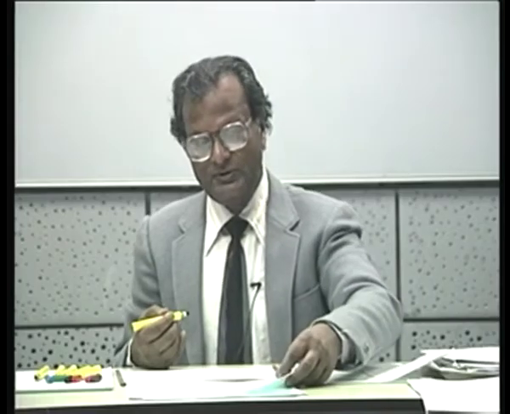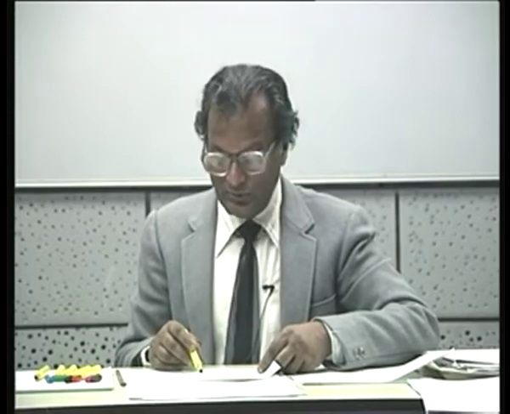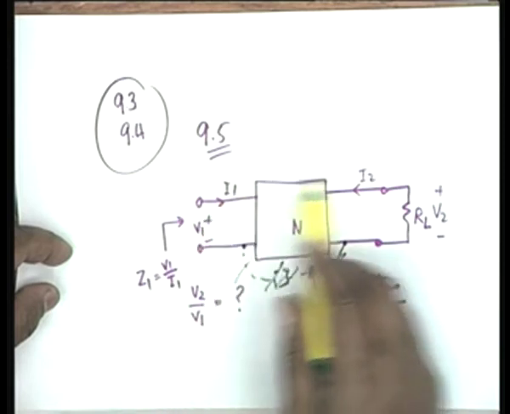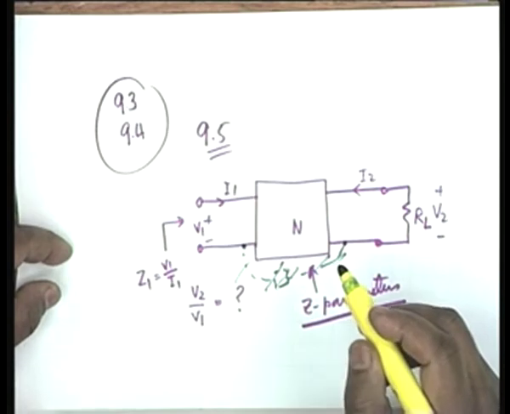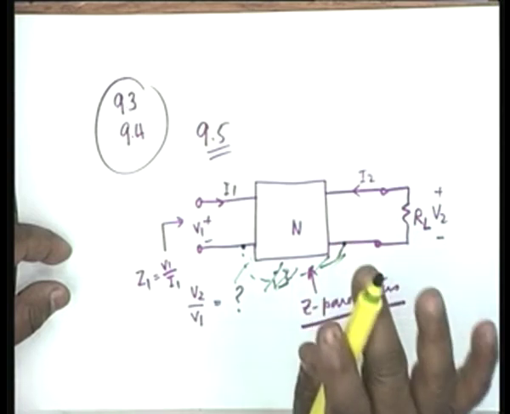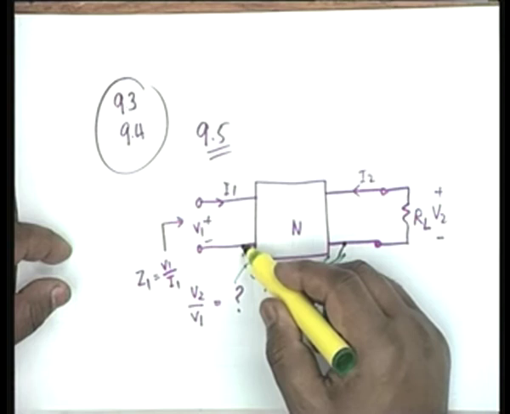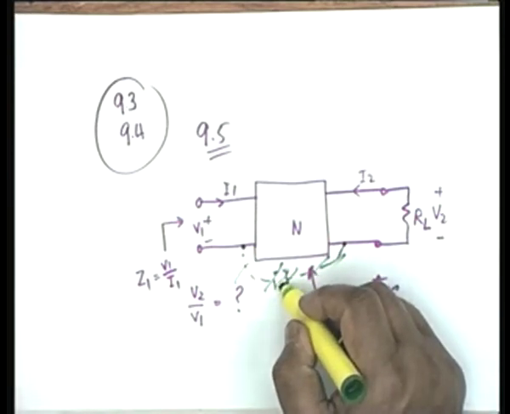How do we know that the primed terminals are short circuited? No, you see, this is a truly 4-terminal network. What I was asking is, can we analyze this case by replacing N by its T parameter equivalent circuit? It happens that in this case we can. But suppose our network was augmented like this, there was another impedance here, then we could not use the T parameter equivalent circuit.